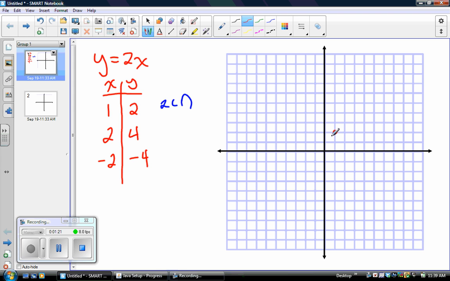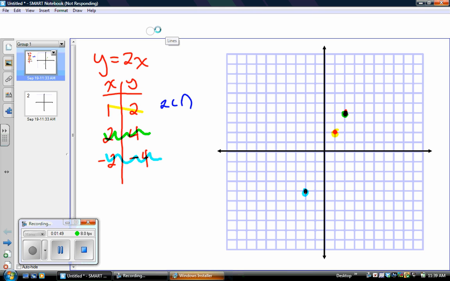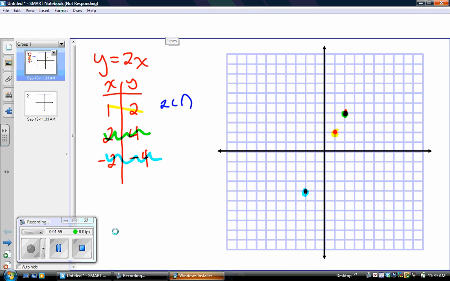Plot your points. You can see your point 1, 2 is going to match with this one. 2, 4 is going to match with this one. Negative 2, negative 4 should match with this one. What does it look like? The hope is we recognize it's collinear. They're all sharing a line. So we could draw a line that passes through these.